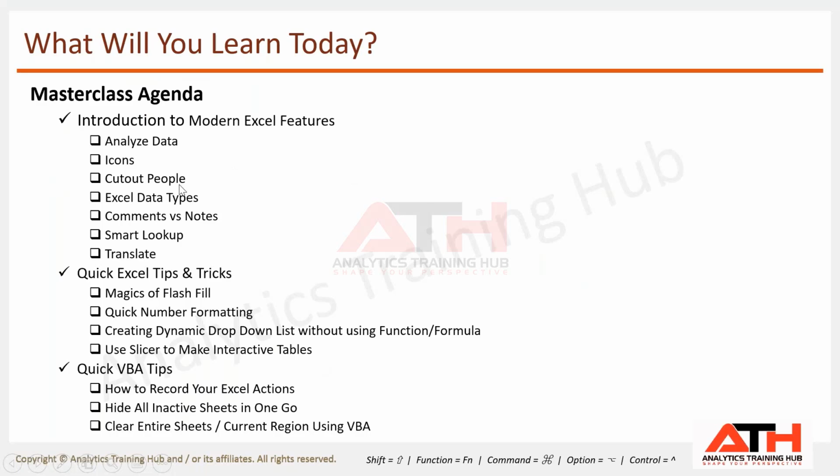Okay. With this, guys, we have covered almost all the things. We have understood and explored how to analyze data, icons, cutout people, Excel data types, and all, right? Magic of Flash Fill, quick number formatting. We created a dynamic drop-down list also. We used a slicer to make interactive tables. We also saw how to record a macro, right? How to hide all inactive sheets.